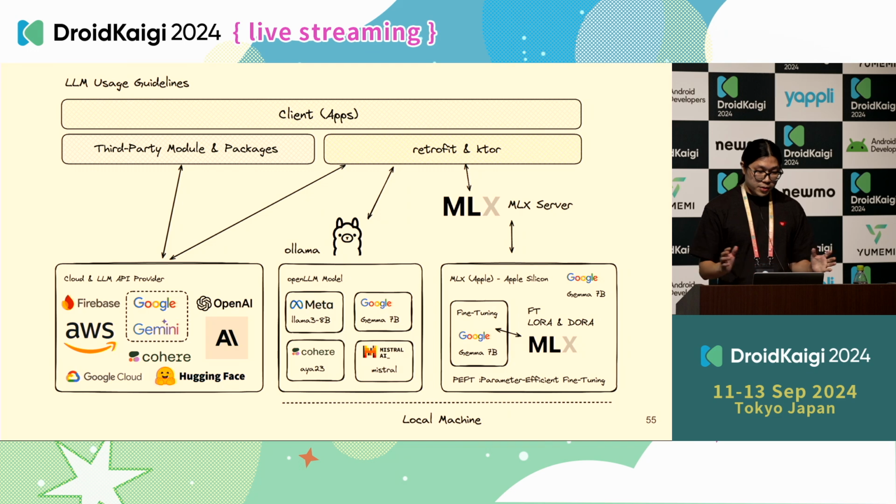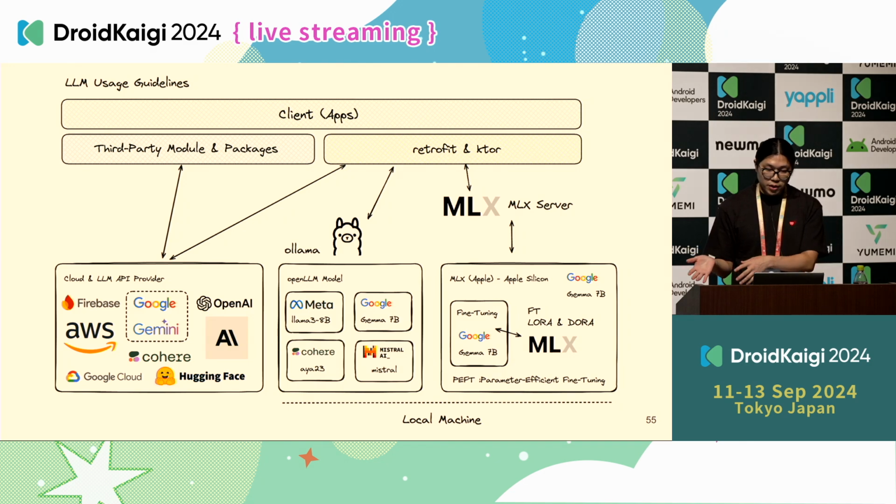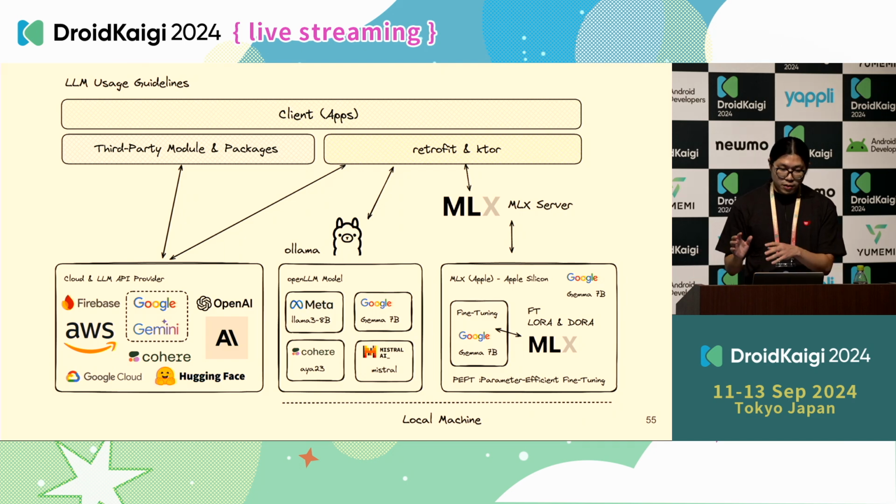Next, I have summarized the methods for using an LLM. You can install the model on your local machine or communicate with it from the app via API. In the case of macOS, you can use an MLX server through MLX. The most commonly used approach is calling the API of the LLM service provider from your app.